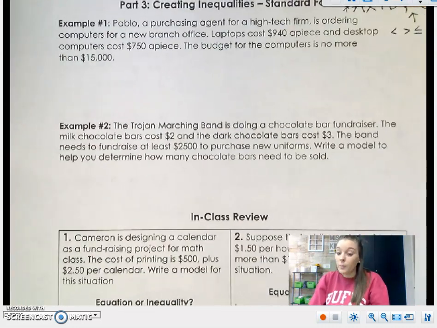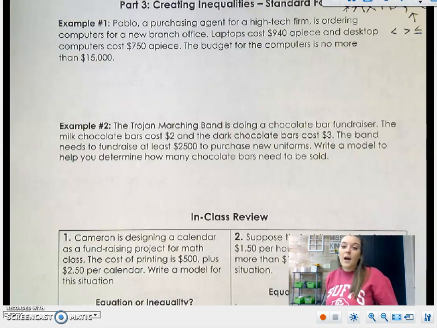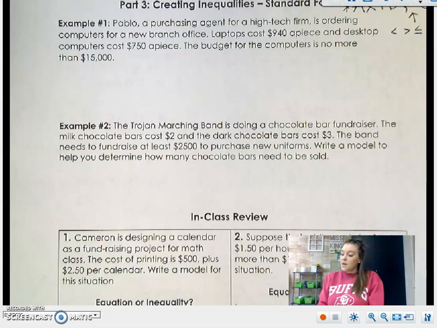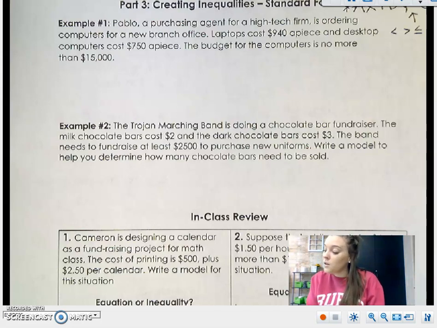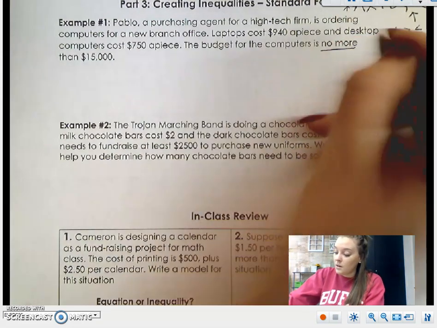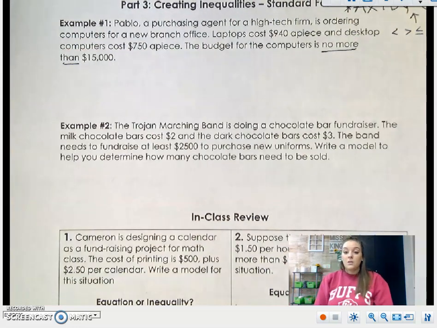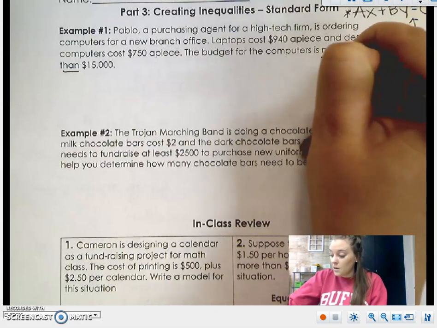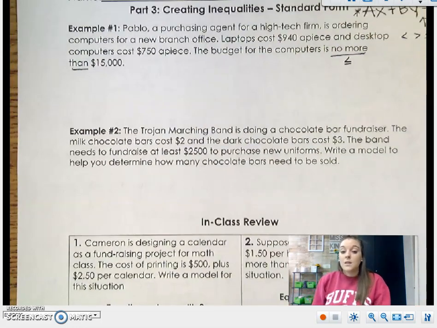Alright, so Pablo, a purchasing agent for a high-tech firm, is ordering computers for a new branch office. Laptops cost $940 a piece, and desktop computers cost $750 a piece. The budget for the computers is no more than $15,000. So this time we have to use the less than or equal to, because they cannot spend more than $15,000. So they have to spend less than or exactly $15,000.